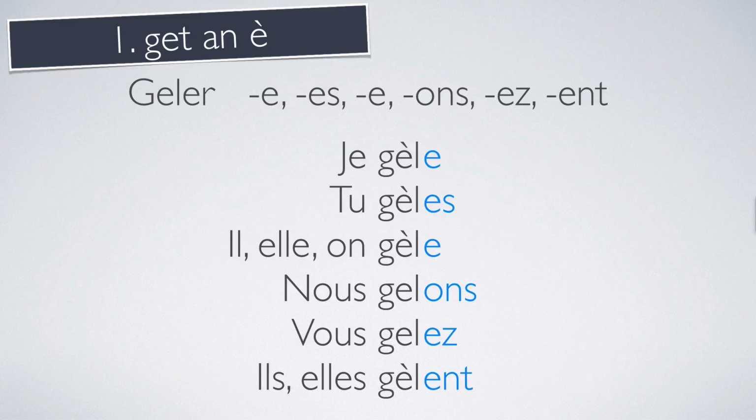Je gèle, tu gèles, il gèle, elle gèle, on gèle. Nous gelons. Vous gelez. And again, ils gèlent, elles gèlent. So, the E accent grave and the two Ls have the same change, the sound "è".